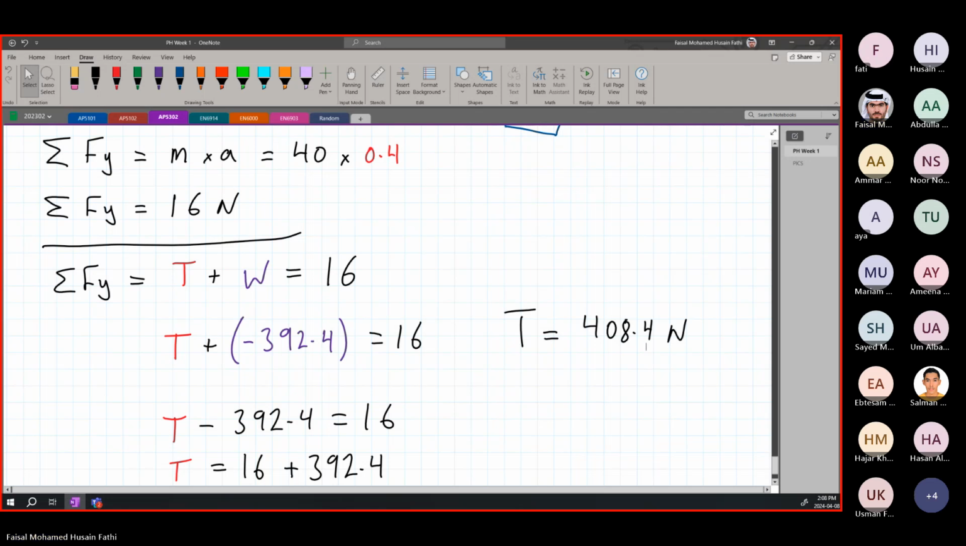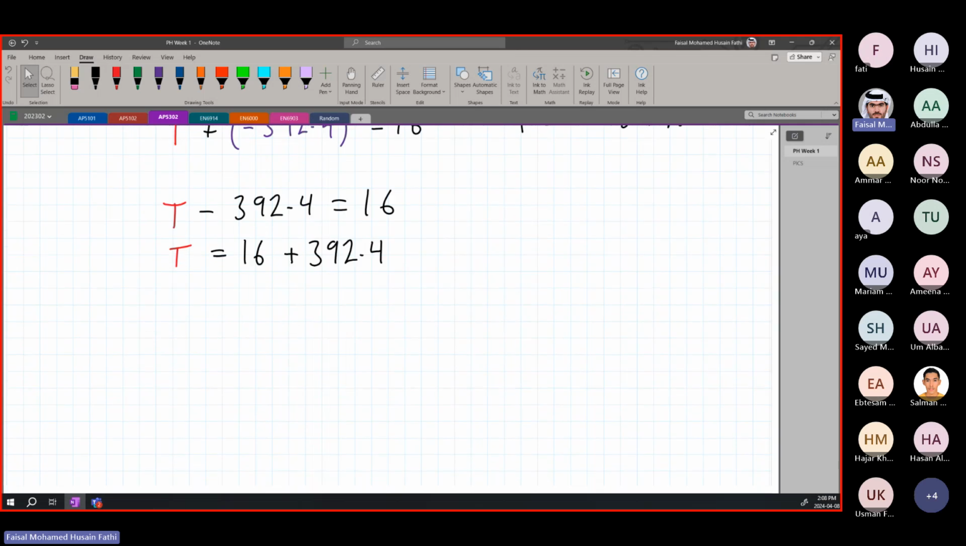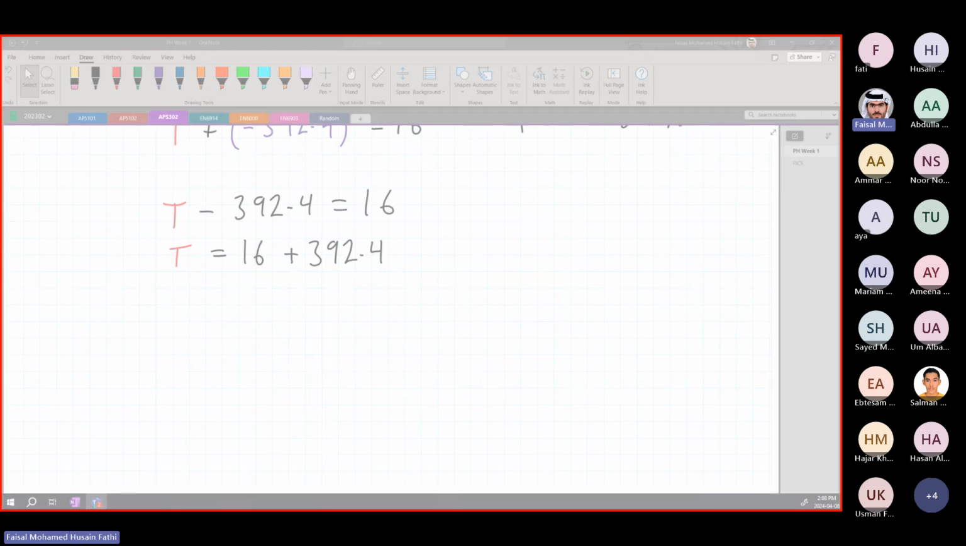All right? This is how you would solve such a problem. Let's do one more and then we'll just take a 5-minute break. It is also a continuation of this problem.